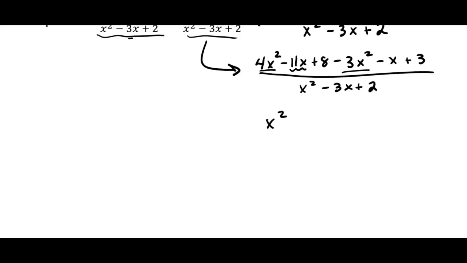I have a negative 11x and a negative x. That's going to be negative 12x. And then finally, I have an 8 and a 3, which is plus 11, all over x squared minus 3x plus 2. Okay, so I have a polynomial in the numerator. I have a polynomial in the denominator. It's a rational expression, but I need to try to simplify it if I can.